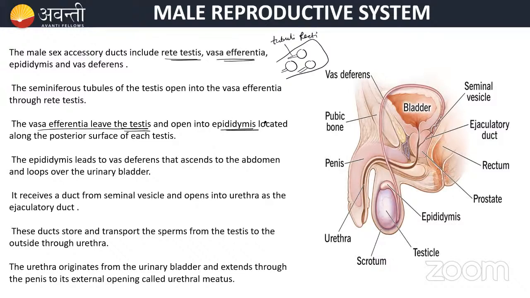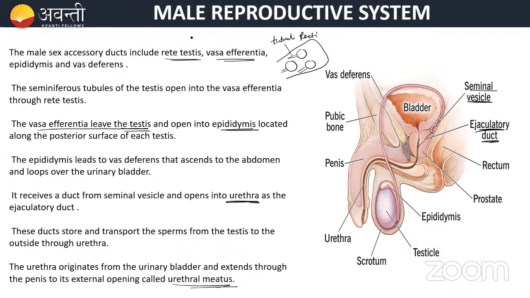And the epididymis leads into the vas deferens, and the vas deferens and the duct from the seminal vesicle combine and form a common duct which is known as the ejaculatory duct. Now this ejaculatory duct opens into the urethra. And the urethra originates from the urinary bladder. It extends through the penis to its external opening, which is known as the urethral meatus. So there is a single opening in the male for both urine and semen.